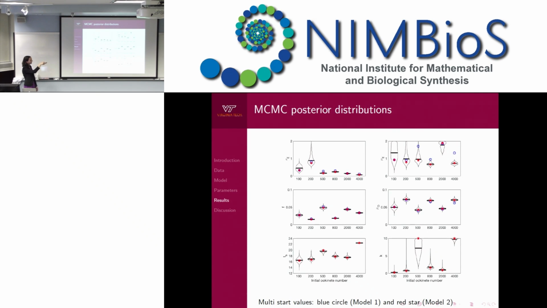For our lower initial ookinete densities, the multi-start is fitting something a little bit below the median, but certainly well within that distribution. We have other parameters where we don't see quite as good fitting. For example, for mu e there's a lot more variability that we see, and we also see a lot of differences between what's being fit with Model 1 and Model 2 that we have here.